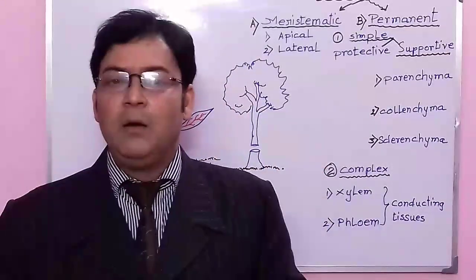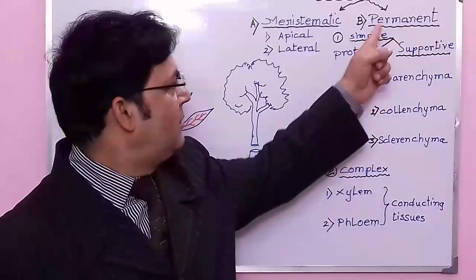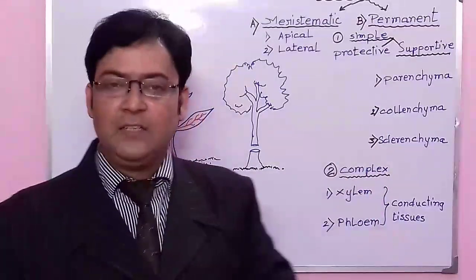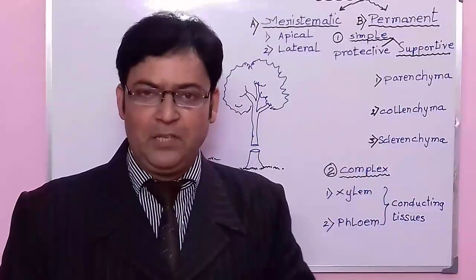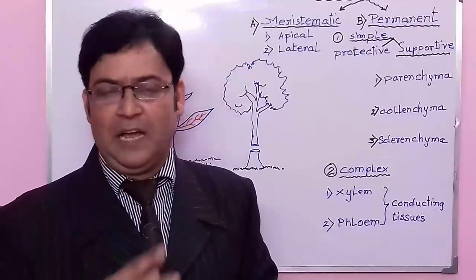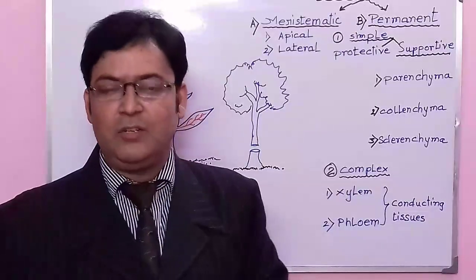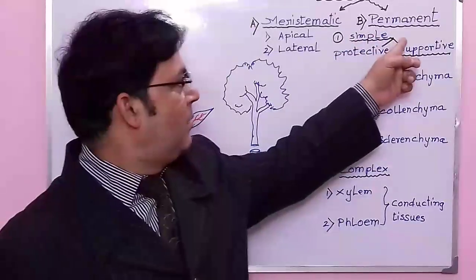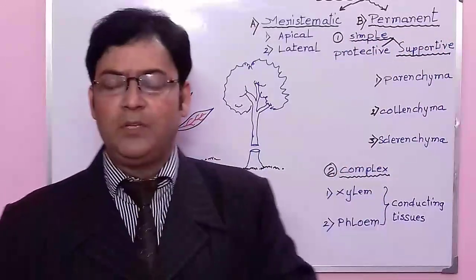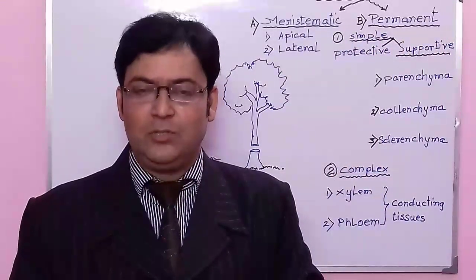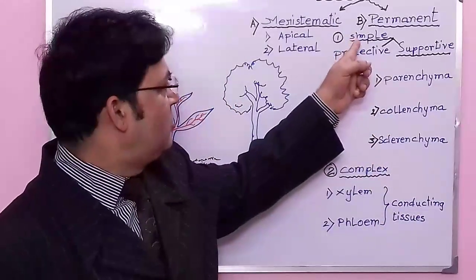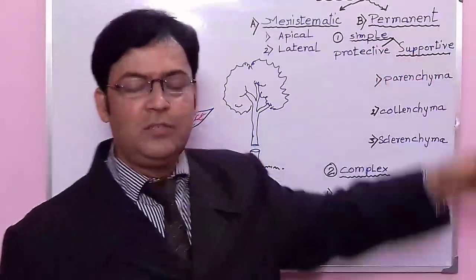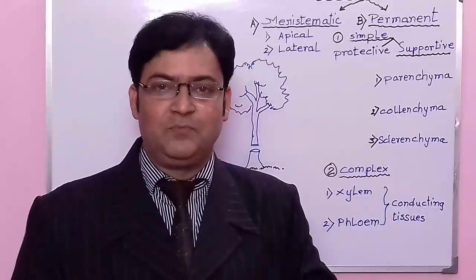Let's understand permanent tissues. Permanent tissues, based on their mechanism, their structure and function, are classified as simple permanent tissue and complex permanent tissue. Simple permanent tissue is protective in nature and supportive in nature.